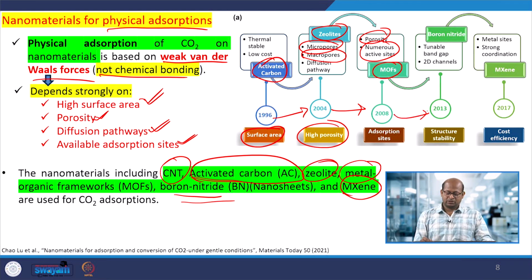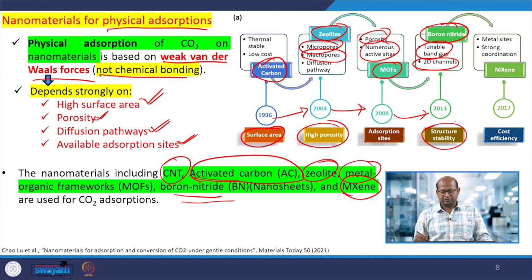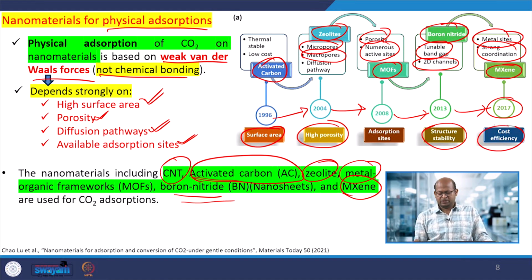And then in the year 2013, boron nitride type of materials, which are 2D, with different types of channels, 2D channels present, and tunable band gaps. These materials can be synthesized, and they are highly structurally stable, so they can be used for the capture of CO2. And apart from that, currently MXenes also can be used, having strong coordination and more metal sites. These materials are also cost efficient for synthesis.